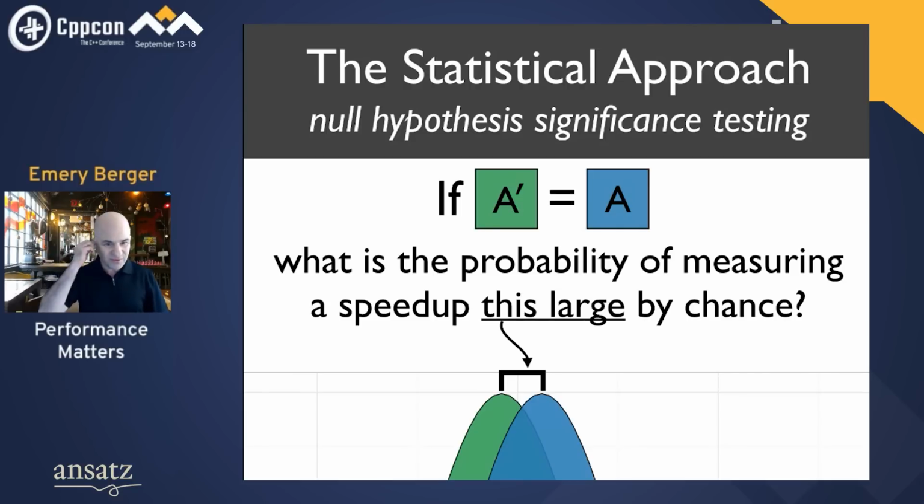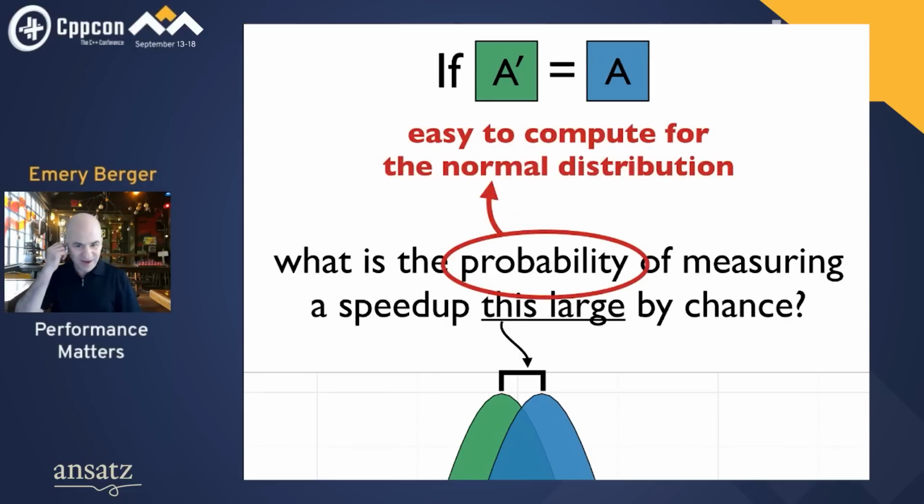So if the probability is extremely low, like it's 1 in a million that this would happen randomly, I might be very convinced, oh, that's a pretty significant difference. If it's 1/2, like I flip a coin and I would see that kind of result, I would probably not be convinced that it's very important, right? So this is the whole notion of significance testing. So you ask if A prime equals A, what is the probability of observing this kind of gap?